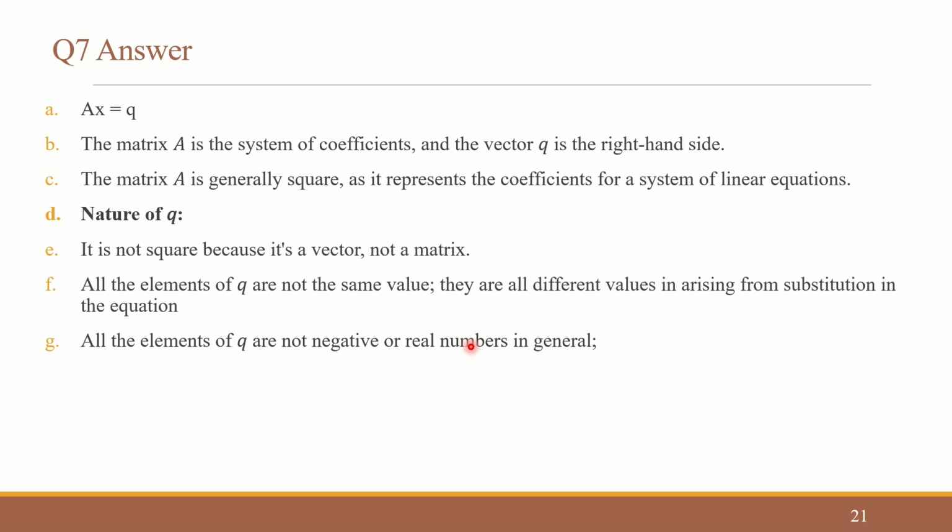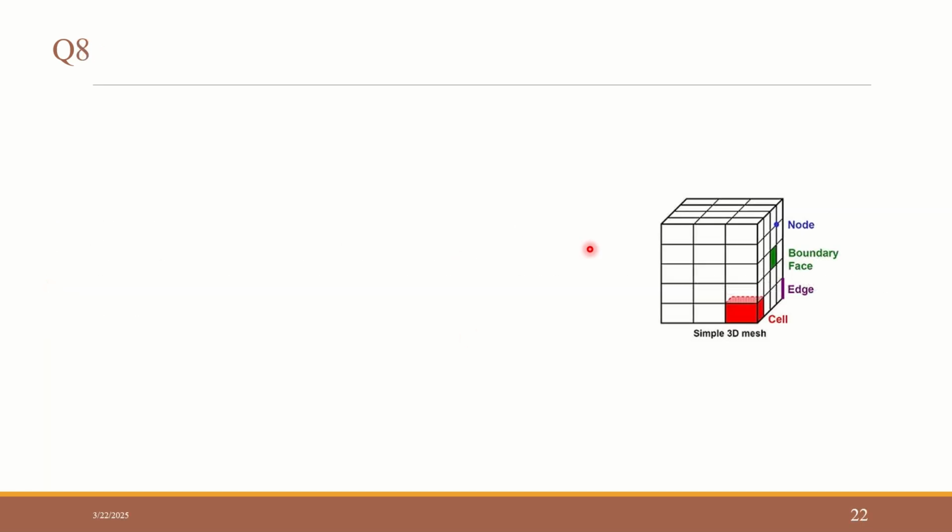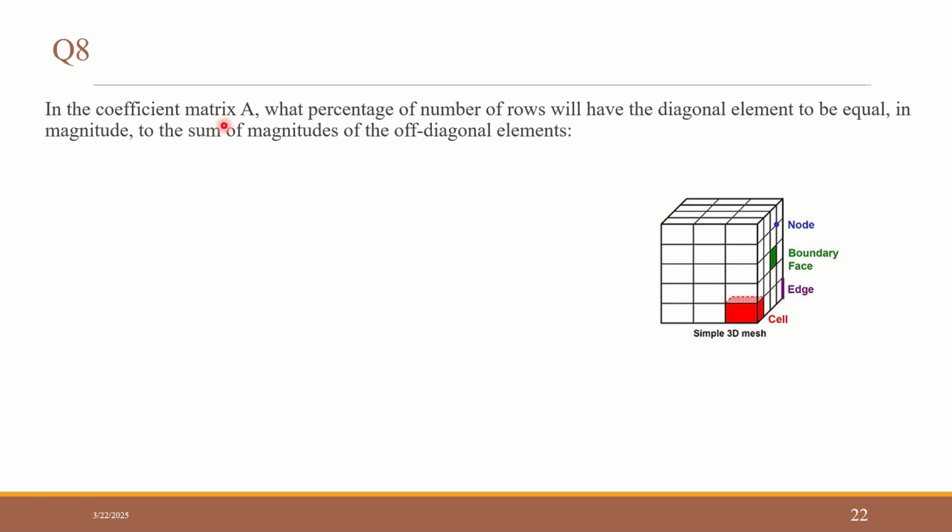Now we will move to question 8. Again we have the structure. In the coefficient matrix A, what percentage of number of rows will have the diagonal element to be equal in magnitude to the sum of magnitudes of the off diagonal elements? So I repeat the question.